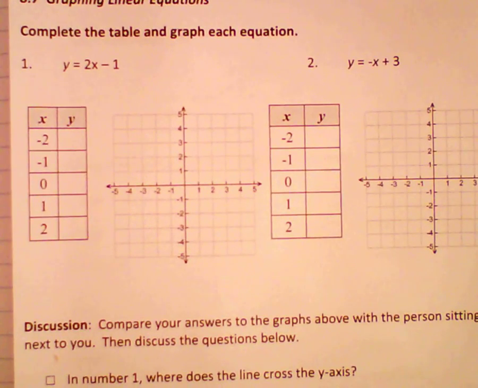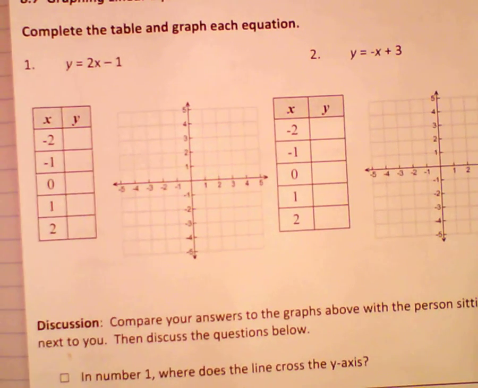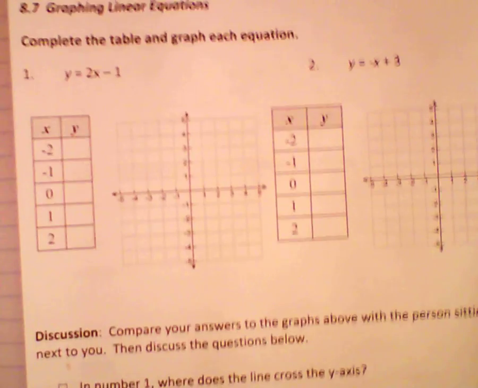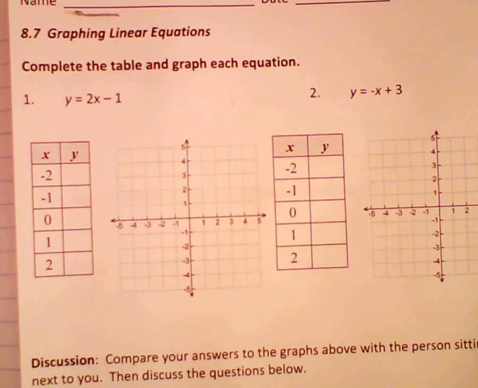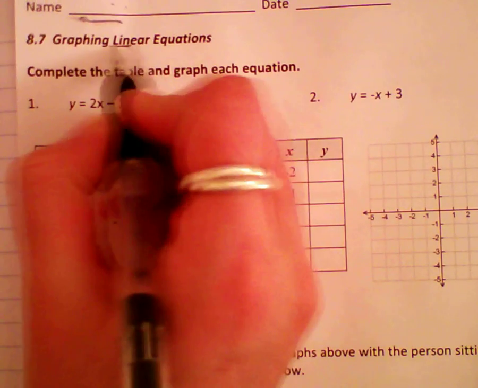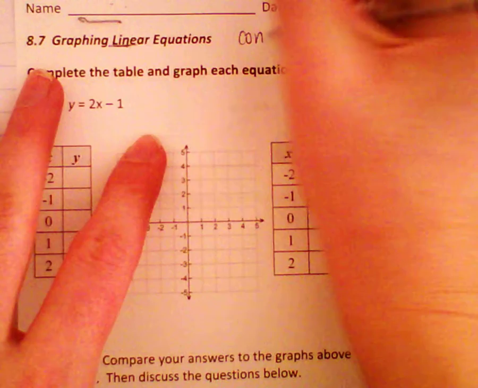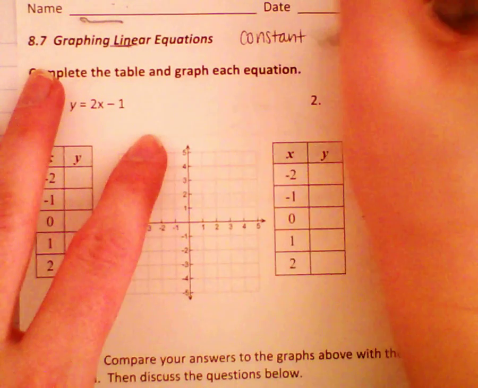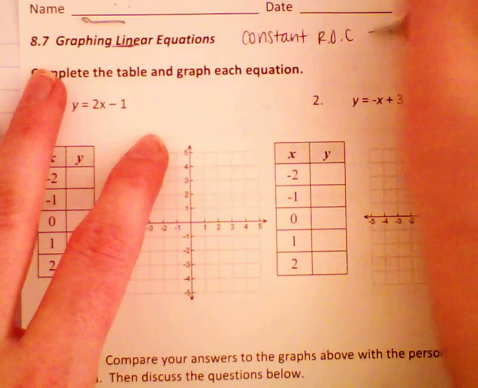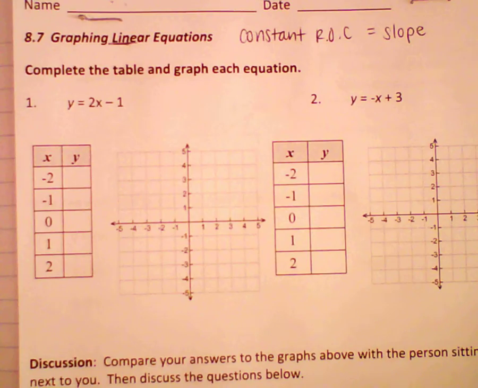Today we're going to look at graphing linear equations, and we know that a linear equation will give us, when we graph it, a line, hence the word linear. We know that something that is linear has a constant rate of change, and that constant rate of change is the same thing as slope. Okay, so hopefully that's a refresher.